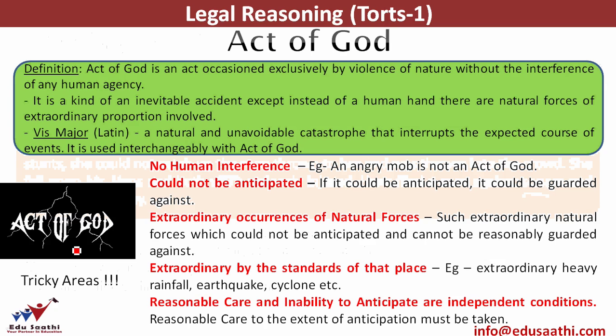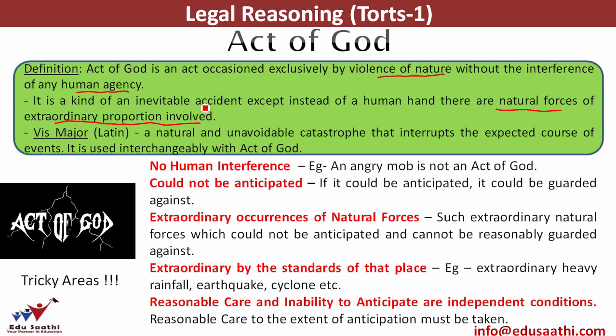Next principle is act of God. The definition of act of God is: an act occasioned exclusively by violence of nature without the interference of human agency. It is a kind of inevitable accident, except that instead of a human hand there are natural forces of extraordinary proportion involved.